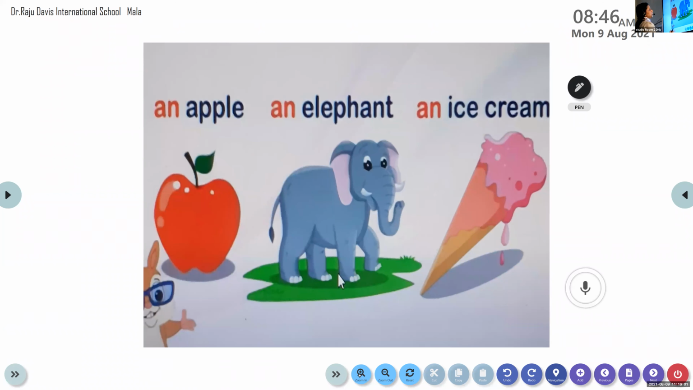All of you look at the examples. Please do look at the examples. Apple. Apple is a word that begins with the vowel letter A, so we have to use the article "an" before it. Clear? Okay. Elephant is a word that begins with the vowel letter E, so we have to use the article "an" before the word.